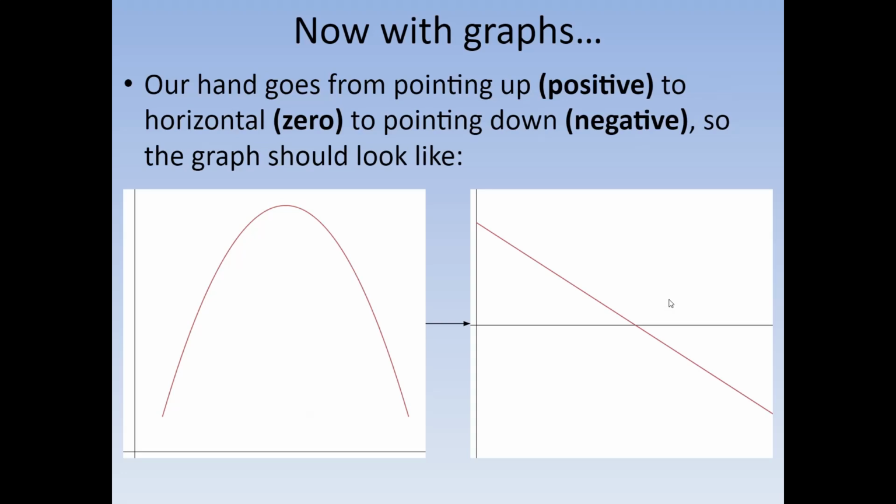The same thing applies for the other type of curved displacement graph. Again, my hand would be pointed up, meaning positive slope or positive velocity. My hand flattens out, which means it's zero, and then it goes down, meaning it goes negative.